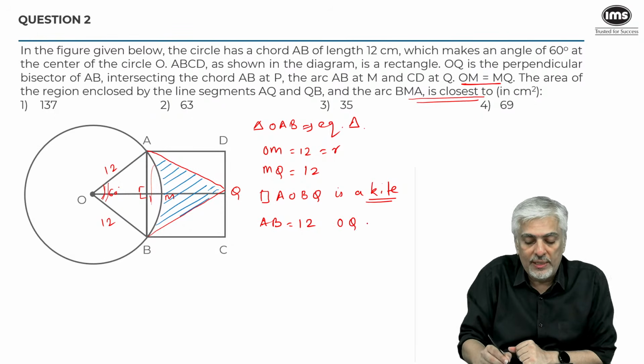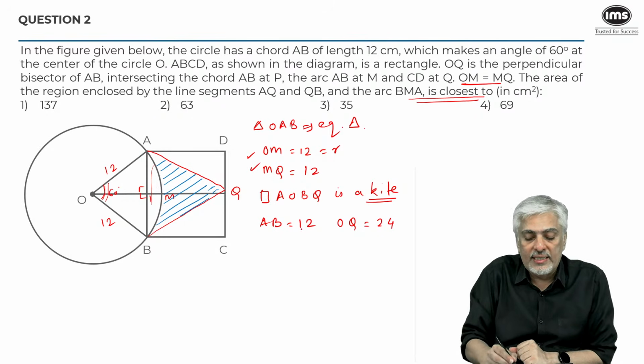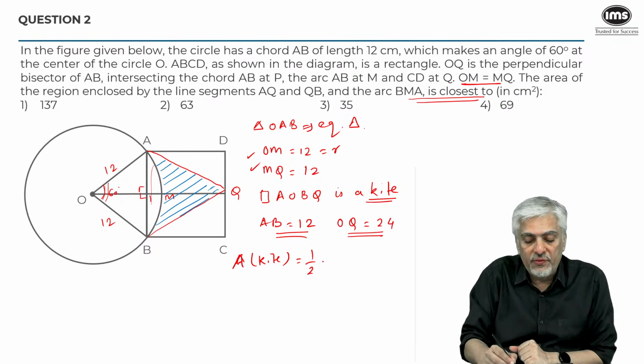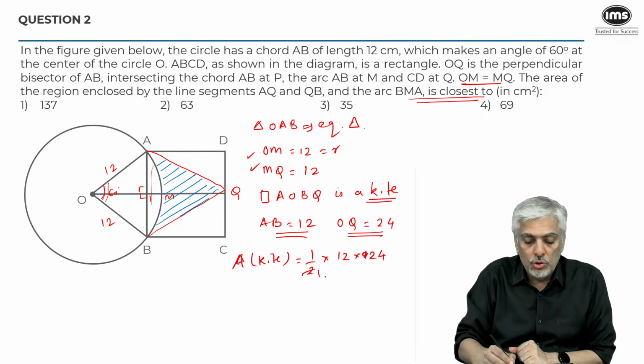OQ, which is OM plus MQ, which is 24, because OM and MQ both were 12. So it's a kite where both the diagonals are 12 and 24. What will be the area of the kite? Area of the kite will be half into D1 into D2. So half into 12 into 24 is 144, the area of the kite.